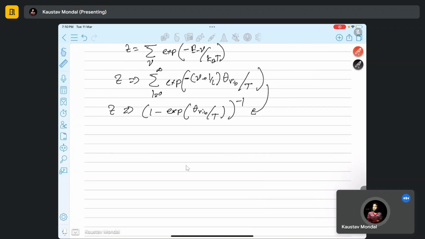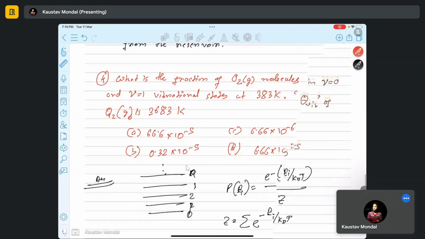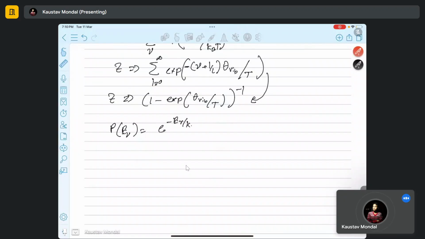Now if you want the probability at a specific energy, e nu, it would simply be e to the power minus e nu by kbt divided by z, which gives you 1 minus e to the power minus theta v by t, times e to the power minus nu plus half theta v by t. We can write this in terms of theta vibrational, right? So this will be e to the power minus theta v by t.